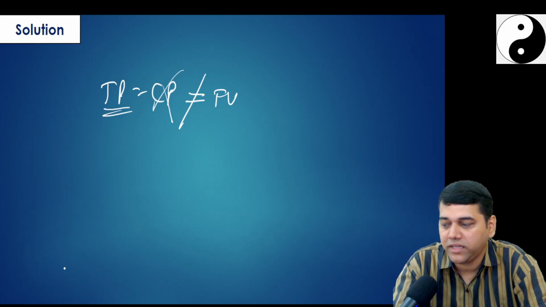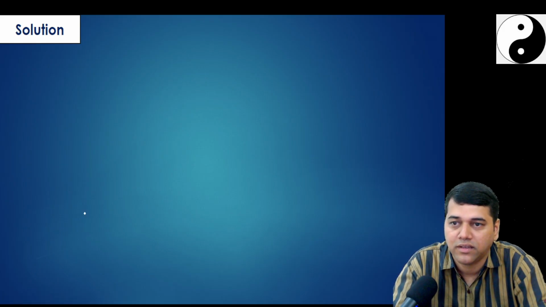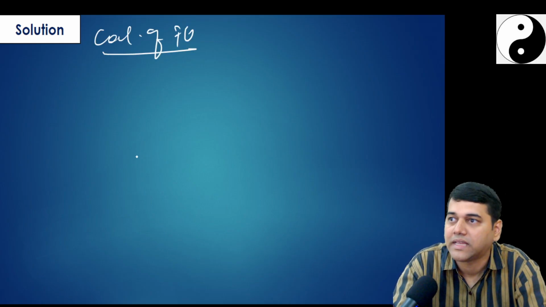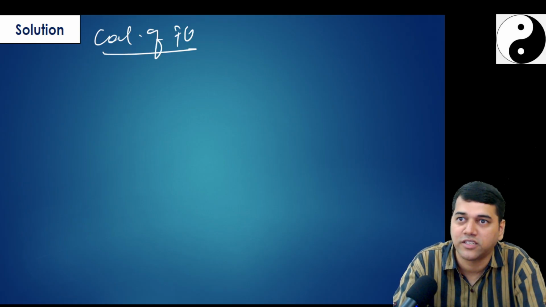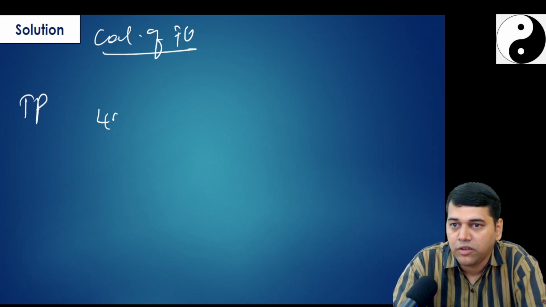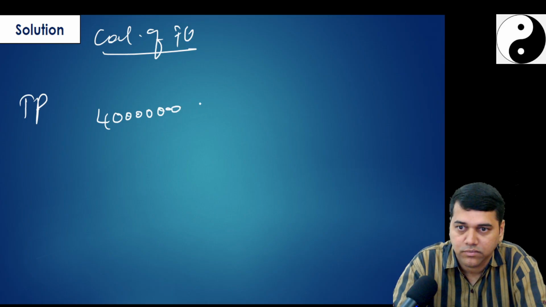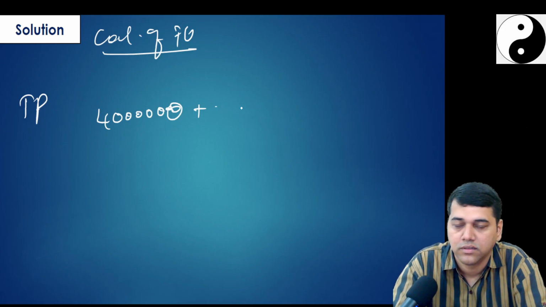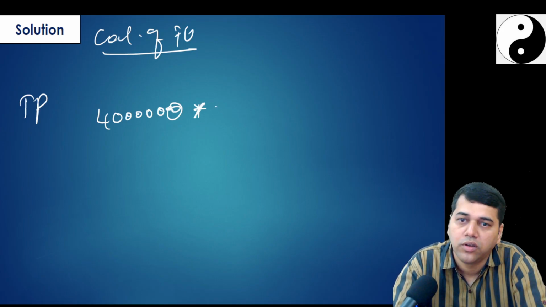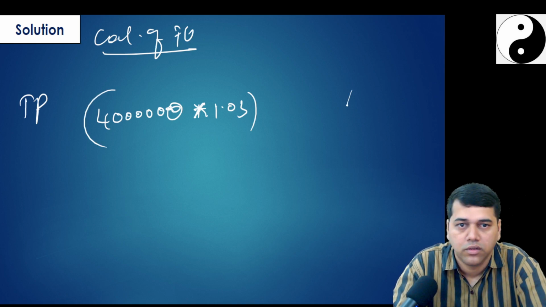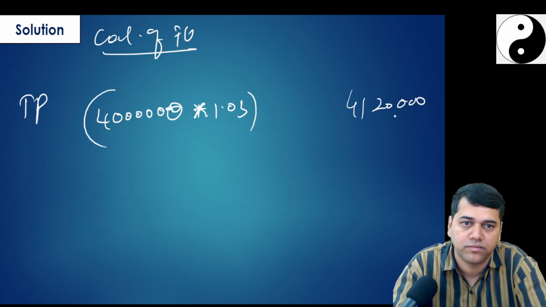So, what is my transaction price? Calculation of fair value, which includes two calculations: one, finding out the transaction price, and two, finding out the present value factor. Transaction price will be 40 lakhs plus 3% interest, that is 40 lakhs into 1.03, which is 41 lakhs 20,000.